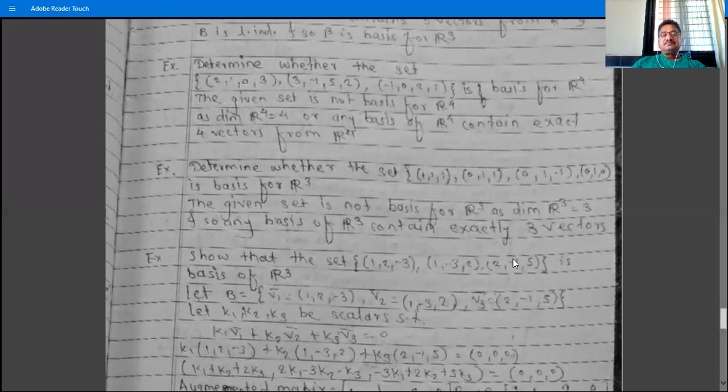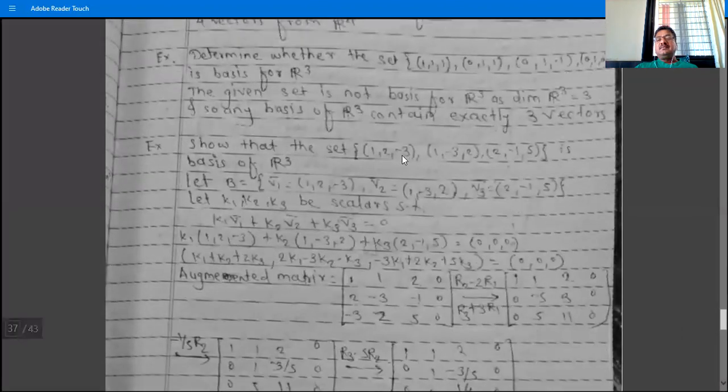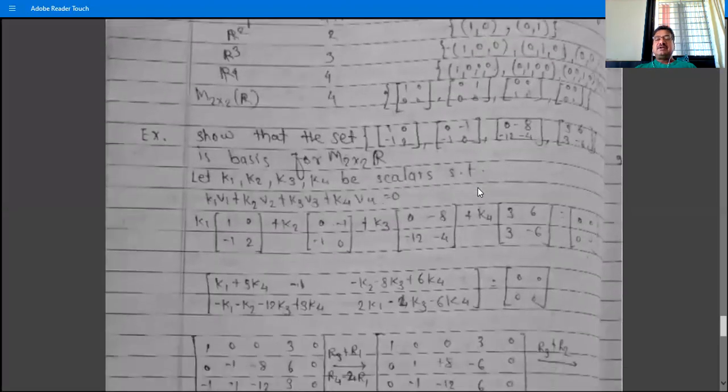Okay. And if the set contains exactly as many vectors as the dimension of that vector space, then it is not always a basis for R3. That is, this set is a basis of R3 if the dimension of R3 is 3 and the set contains 3 vectors, but this is not always a basis of R3. So if the set contains 3 vectors, then it may or may not be a basis of R3. It is a basis of R3 if it is linearly independent or the set spans V.